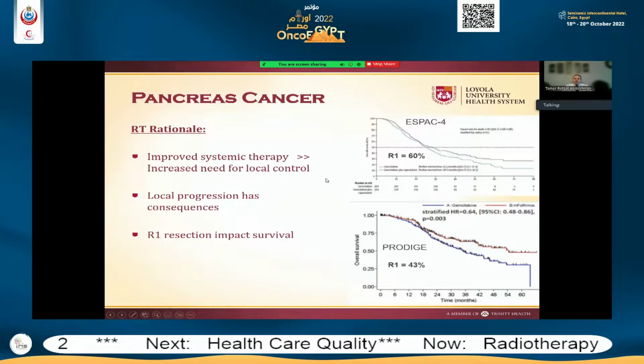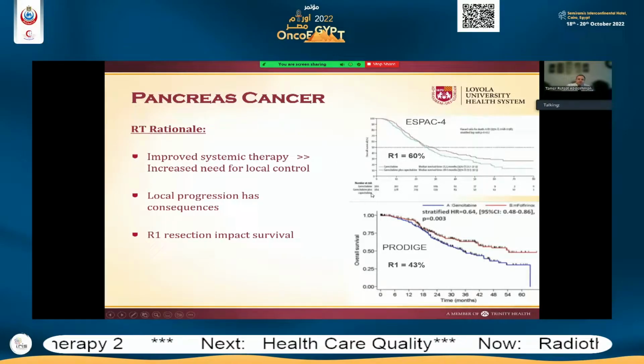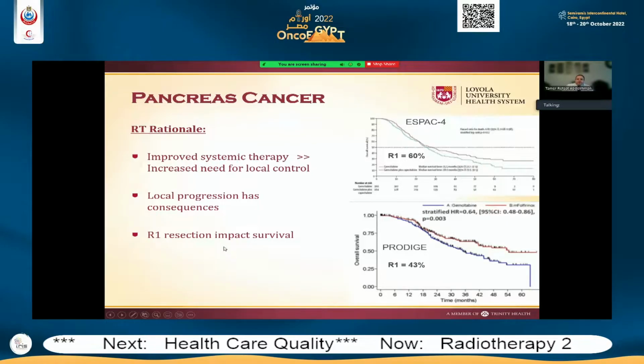So what is the RT rationale? Improved systemic therapy, either FOLFIRINOX or gemcitabine, increases the need for local control. Patients are living longer, they have higher rate of local recurrence, they need better local control. Local progression has consequences, primarily bad quality of life and the end of life situation for those patients. And R1 resection impacts survival clearly.